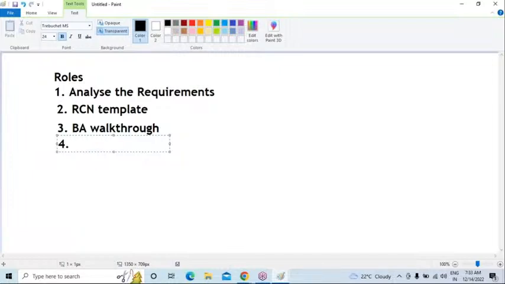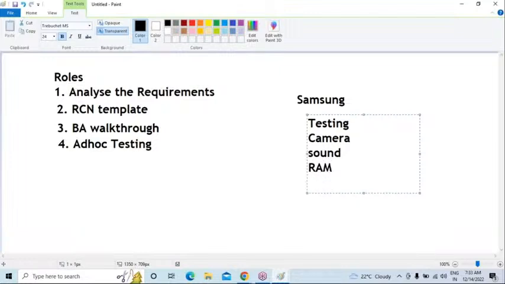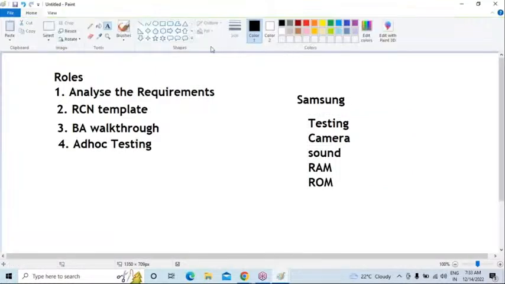Then the fourth one is that we need to perform ad hoc testing. What is meant by ad hoc testing? Ad hoc testing is nothing but random testing. Here, without following rules and regulations, we perform the testing. For example, we are going to purchase a mobile. While purchasing it, we test the mobile at a high level, the main features like camera, sound, RAM and ROM. These features are tested, but not in detail. We are not following any rules or any procedure. That is called ad hoc testing.